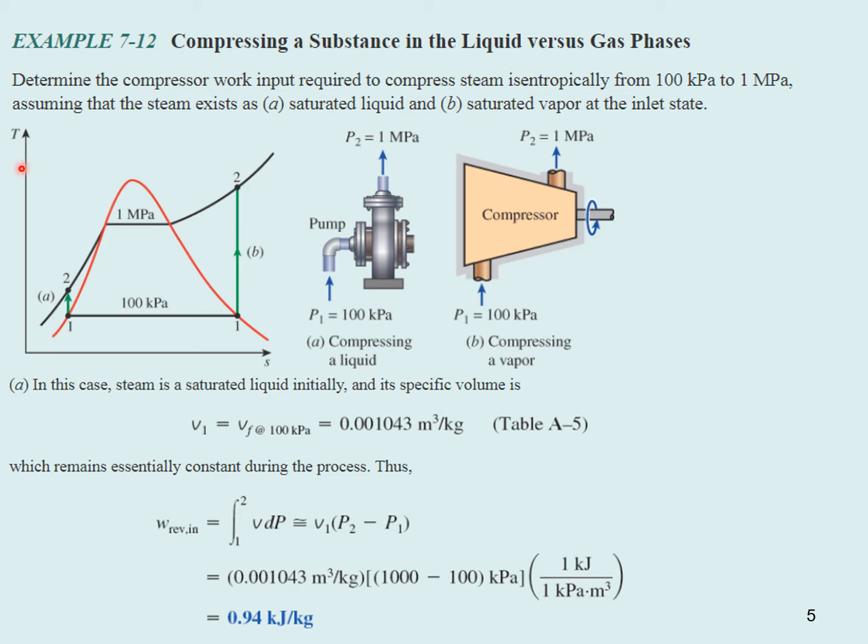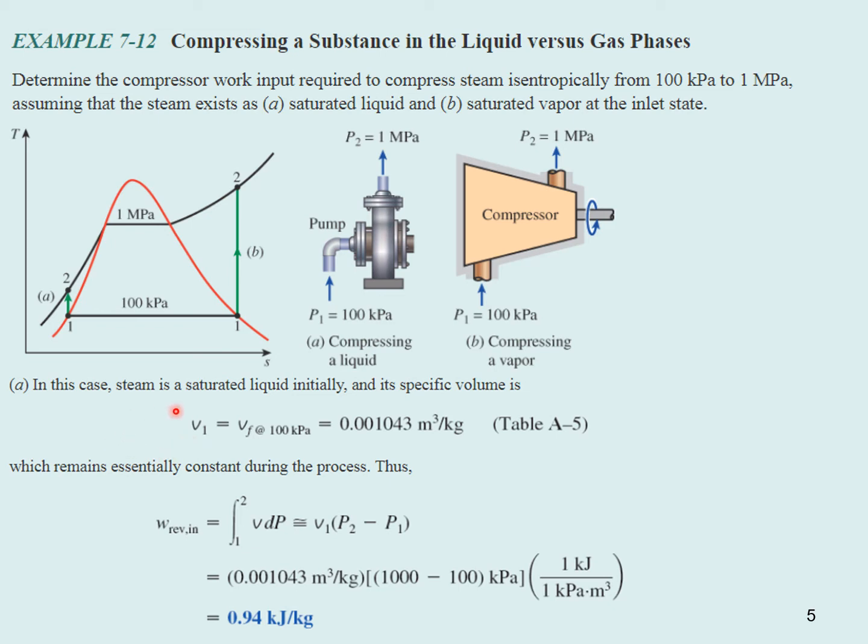The diagram on the left shows the TdS diagram of the process. So for part A, we're starting down here on the left. We're going from 1 to 2. And then for part B, we're up on the vapor state. So we're over here going from 1 to 2. So let's look at part A first as a saturated liquid. So we're going to use a pump. We're going to let a pump do the compressing.